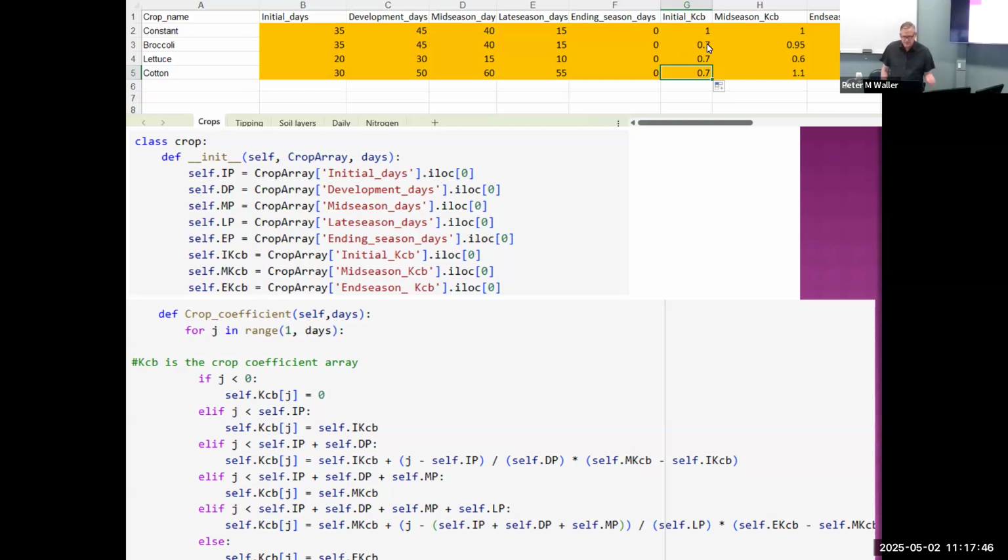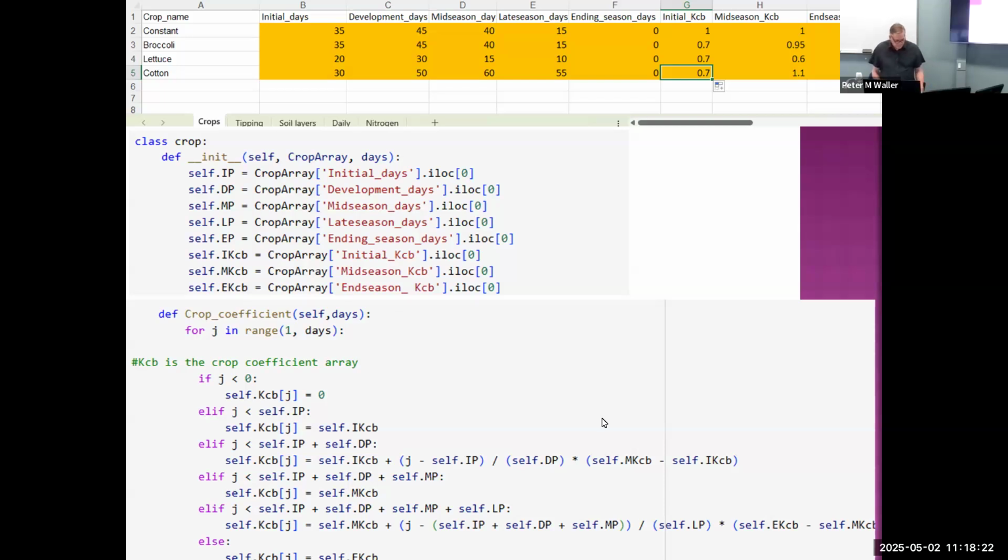The initial is 0.7, and I think that's really high, but I think it's because they're sprinkling every day to germinate. So they're wasting a lot of water there. And then the mid-season phase is 0.95, and the end season phase is 0.85. And so you can see that here's the titles of the columns, and I read in these numbers, the initial phase, development phase, mid-season phase, late season phase, end season phase. I read them in off the columns like that, and I read in the crop coefficients like that.